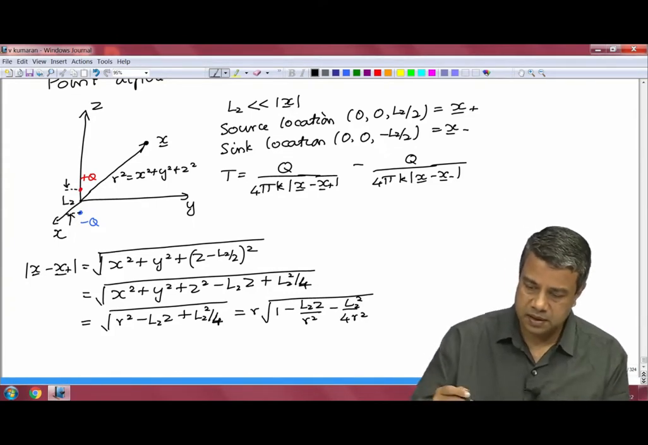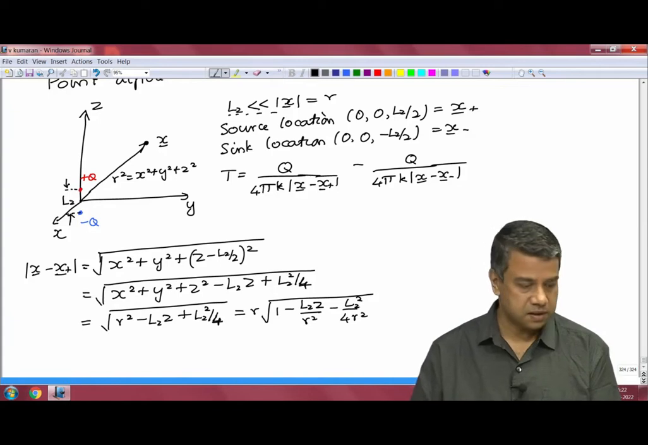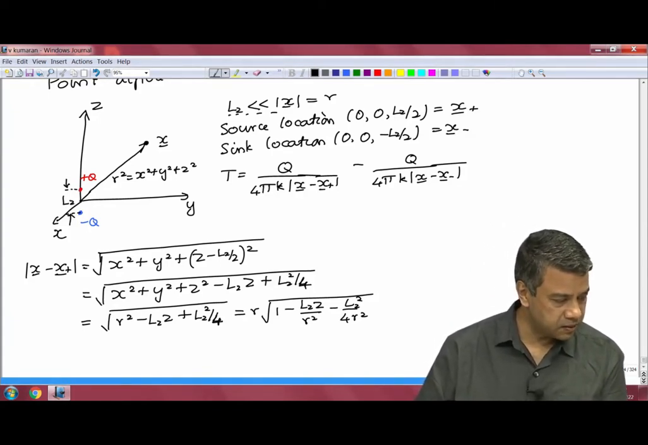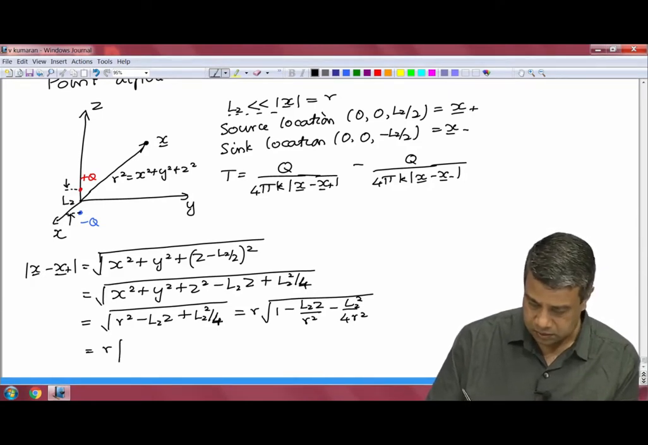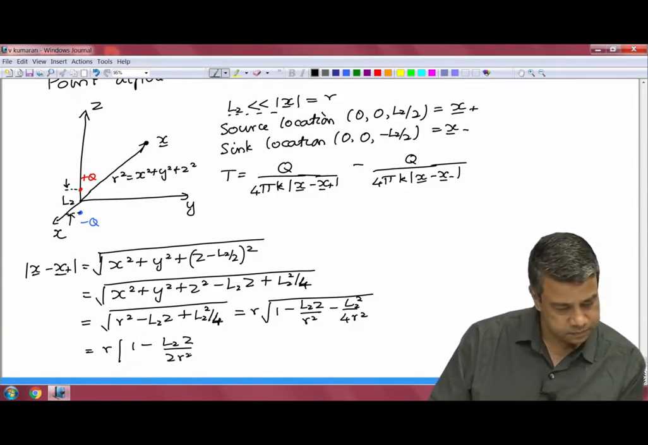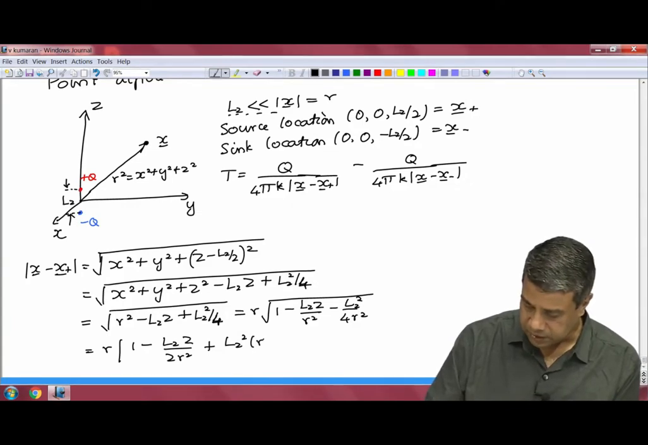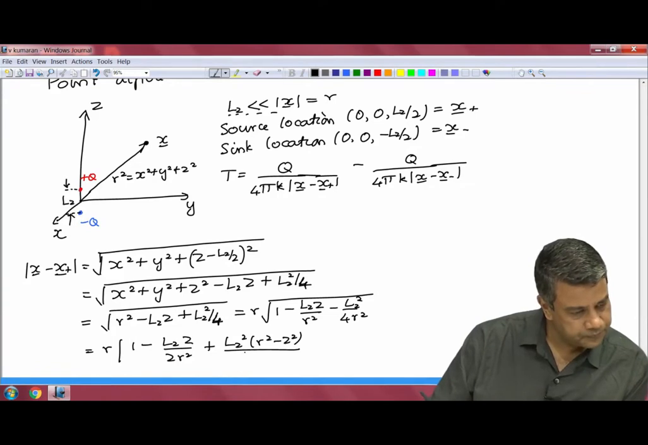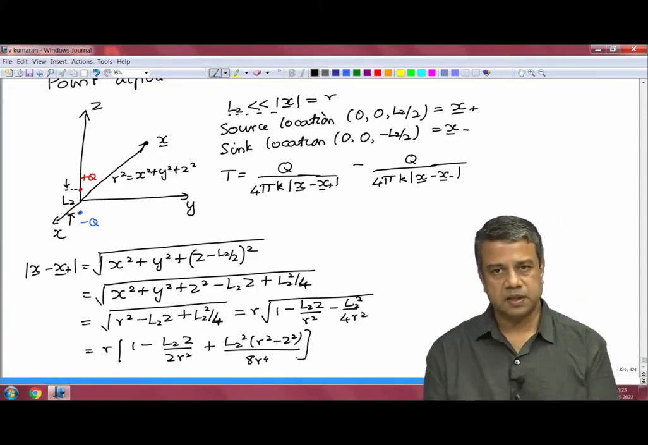And since we are considering the limit where Lz is very small compared to x, which is basically the distance from the center, I can use a binomial expansion here, and this will be equal to r into 1 minus Lz z by 2r square, plus Lz square into r square minus z square by 8 r power 4. This is the binomial expansion.